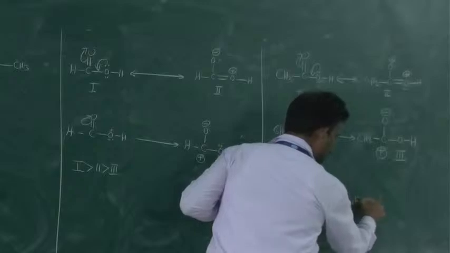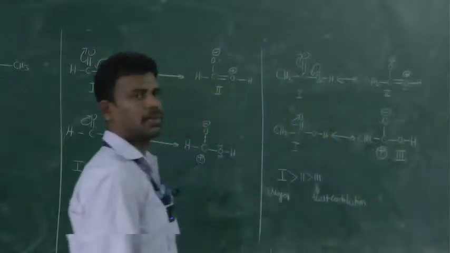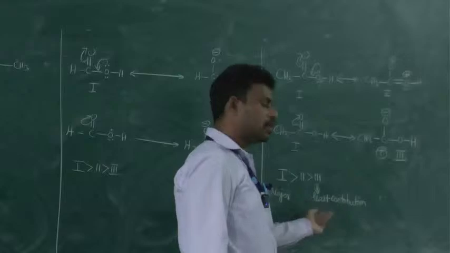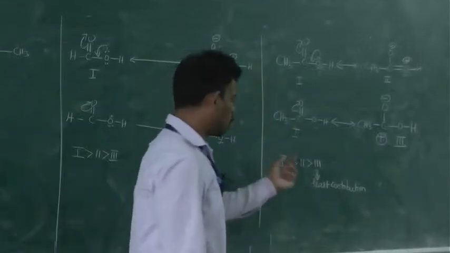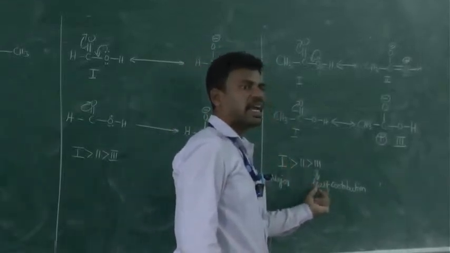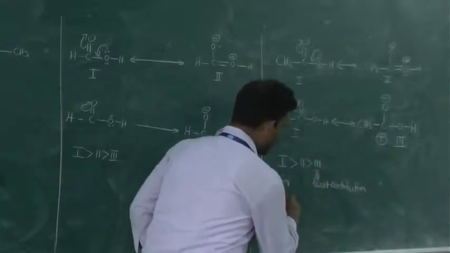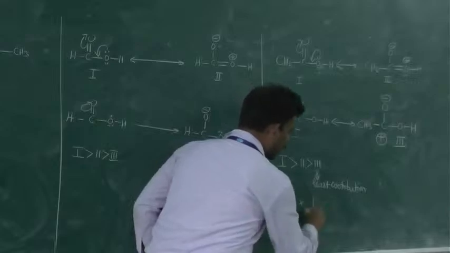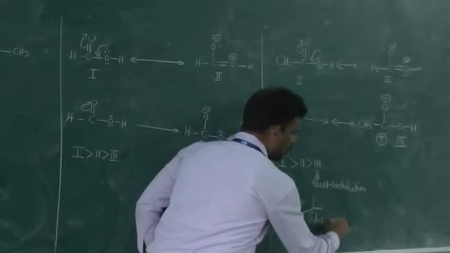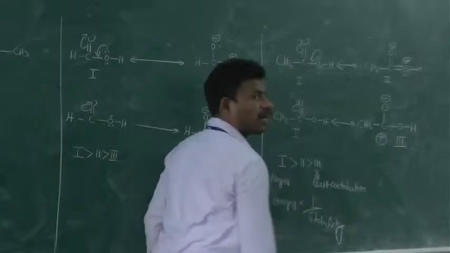புரியுதா? Least contributing structure. இதோட contribution ரொம்ப கம்மியா இருக்கும், இதோட contribution அதிகமா இருக்கும். Means இதோட contribution கம்மியா இருந்தா இதுக்கு energy அதிகமா இருக்கும். Is it clear? Yes or no? Because energy and stability are inversely proportional. புரியுதா? Energy and stability inversely proportional.